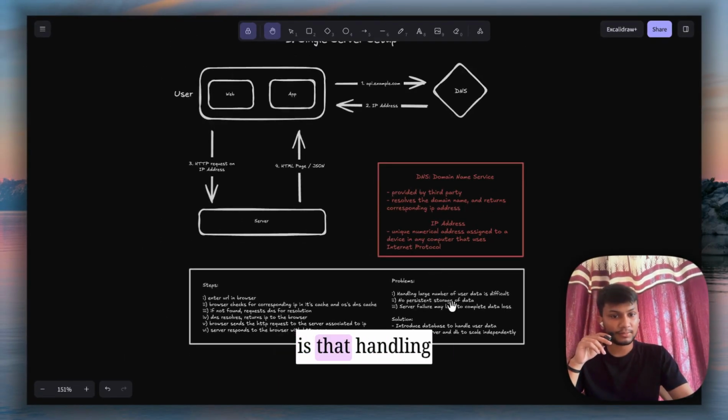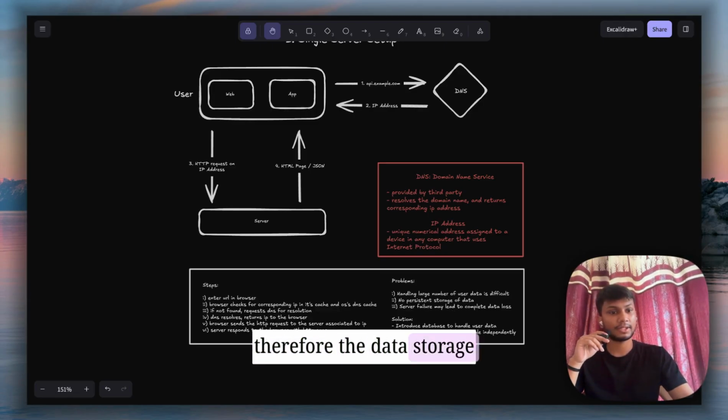The biggest problem is that handling a large amount of user data is very difficult. And since we do not have any database, the data storage is not persistent, and any server failure may lead to complete loss of user data, which is obviously the worst case scenario for any business.